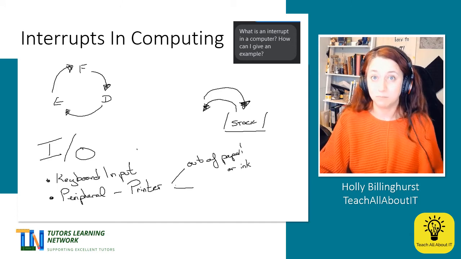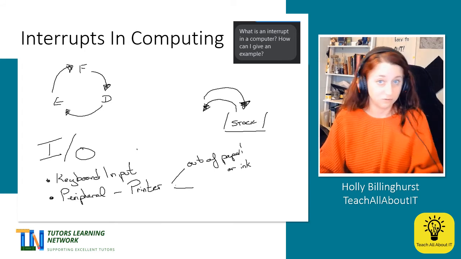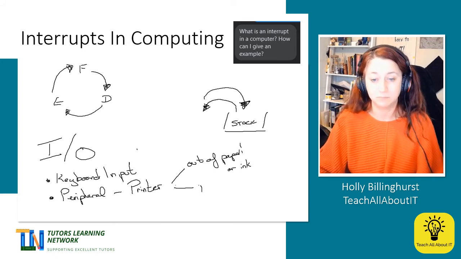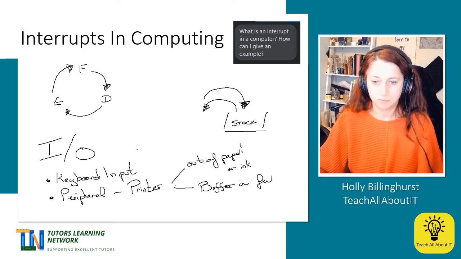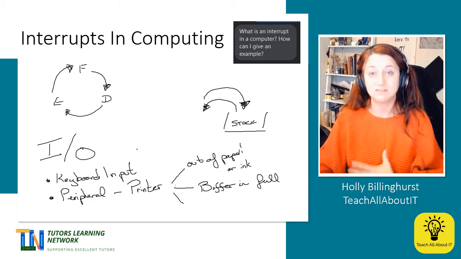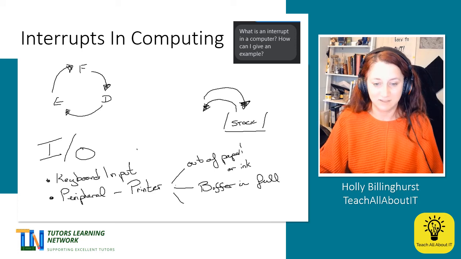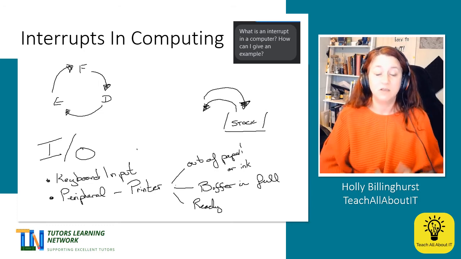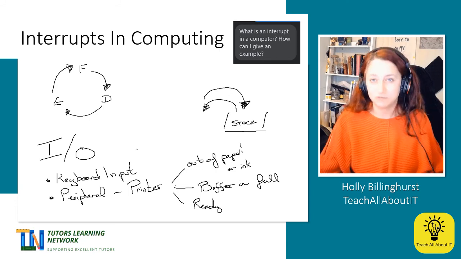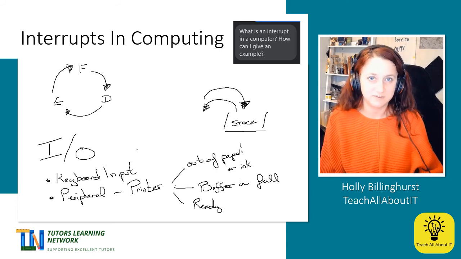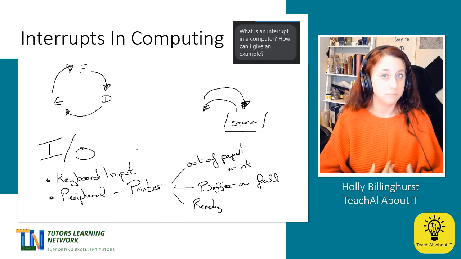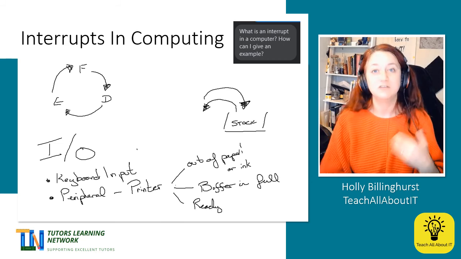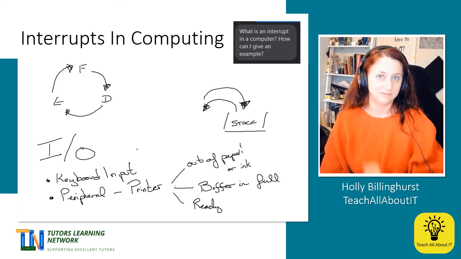It might be that your printer buffer is full, so it's telling the computer to stop sending data because it can't handle any more. Or it could be that it's sending a signal to say it's empty, so now it's ready to handle the next thing. So things like printers are really, really good examples for identifying interrupts. So anything which is input or output, consider the user is the most important part of the computer system. So therefore anything to do with the user, that's the one you really want to look for.